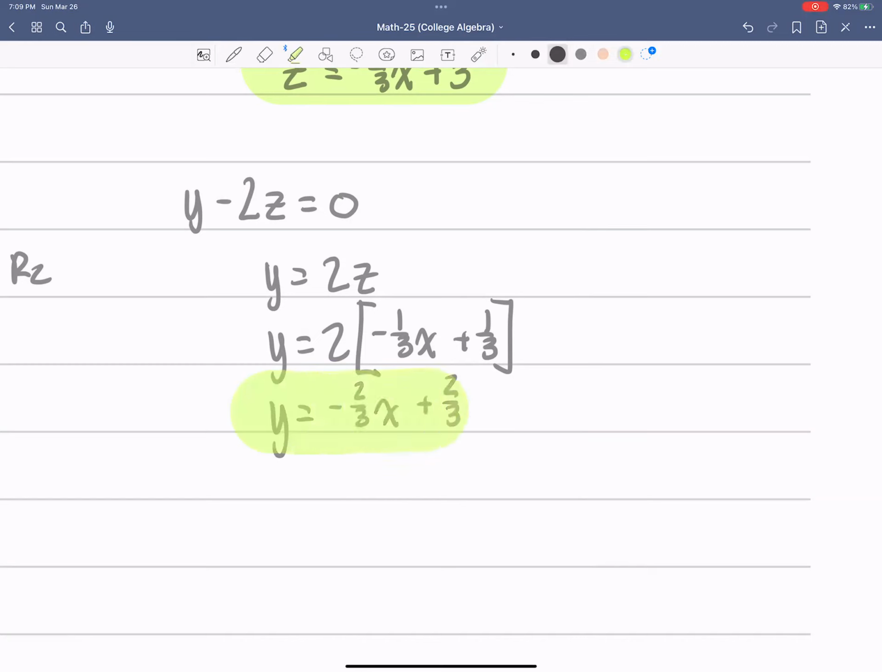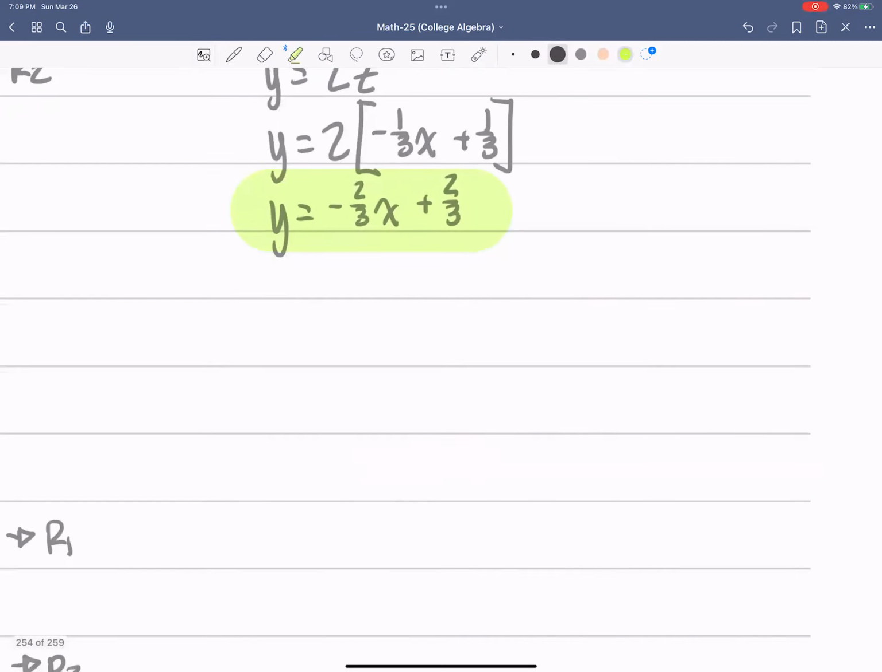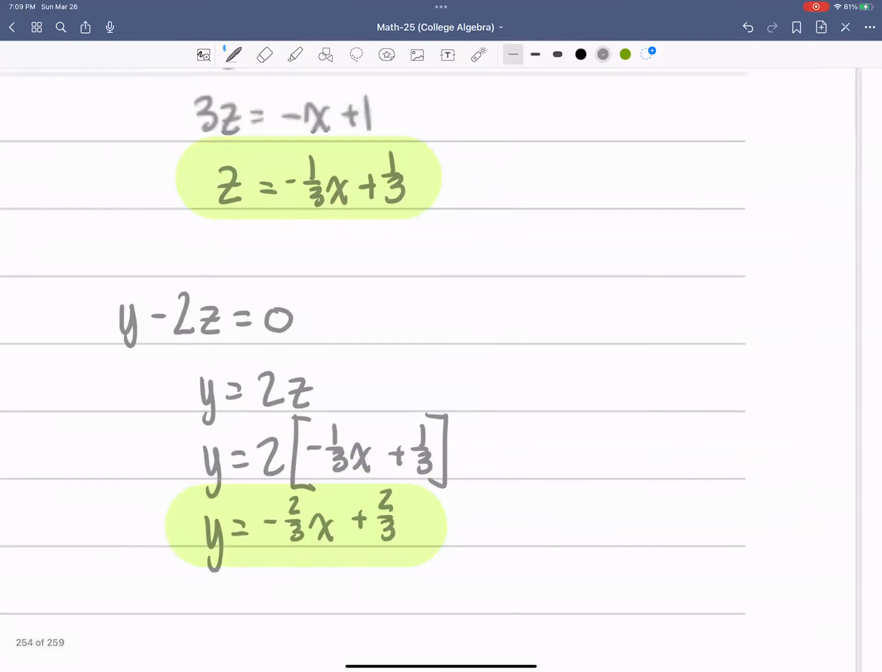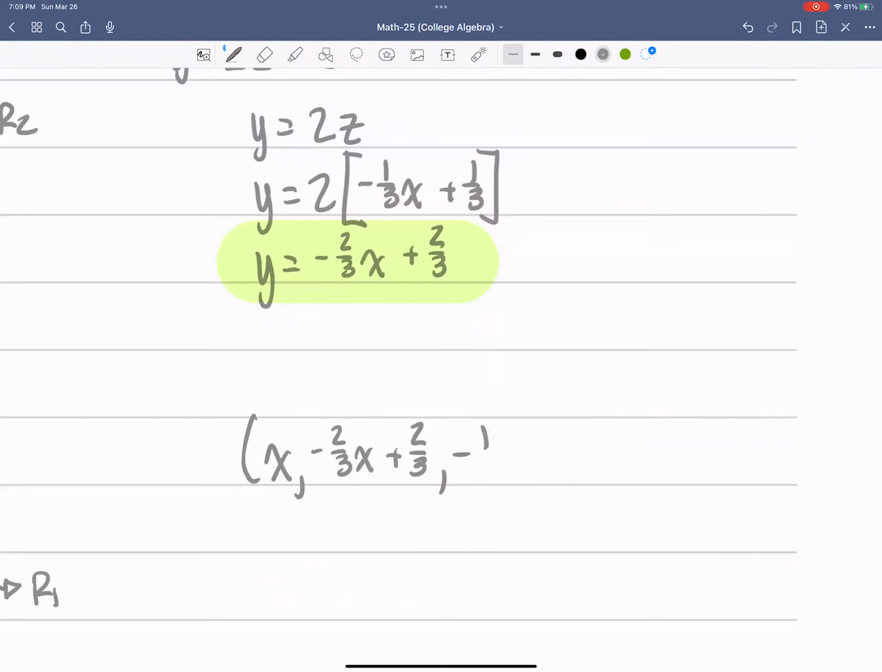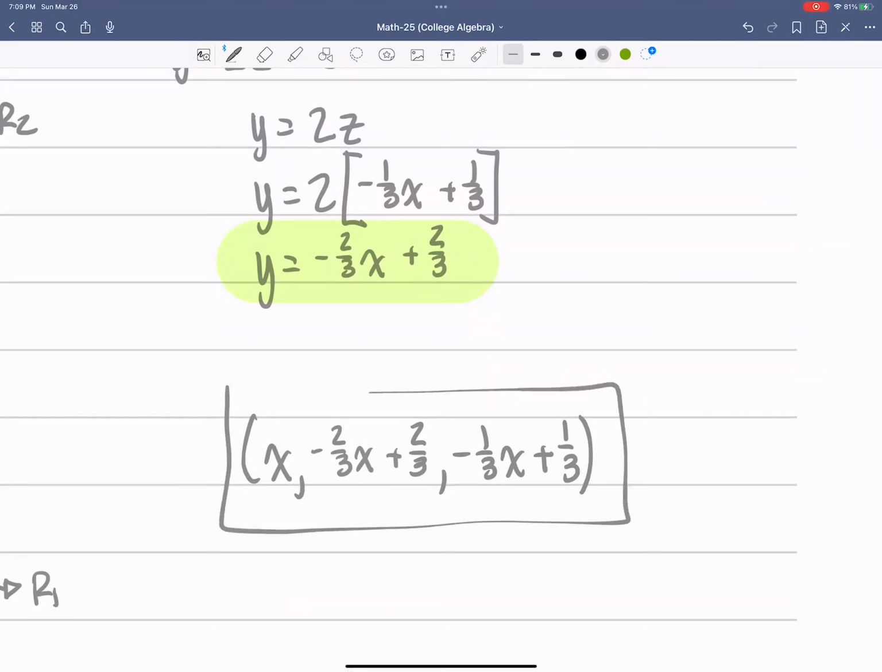That's our z. x is just going to be x. So our solution here is x is x, y is negative 2 over 3 x plus 2 over 3, and z is that right there, negative 1 over 3 x plus 1 over 3. And there we go. That's our solution right here.